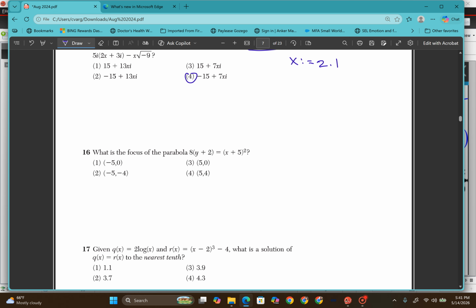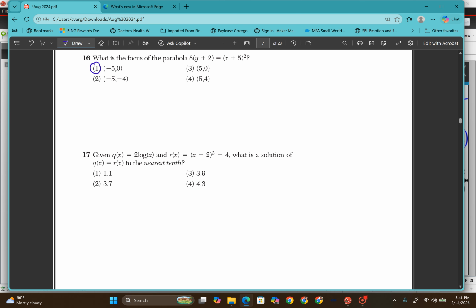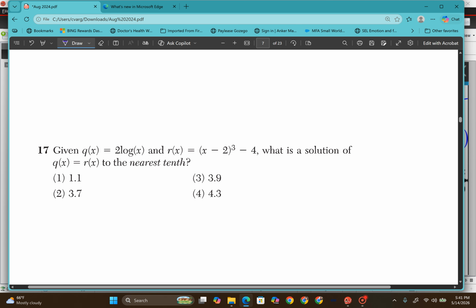Focus and directrix is not going to be on the test for the next gen. So for this one, we can skip that. I'm not worried about that question. All right, the next one, question number 17, which is a solution.